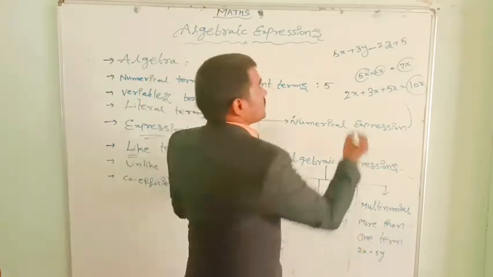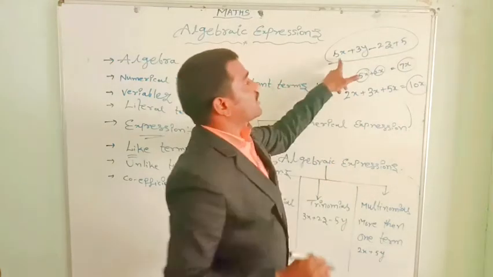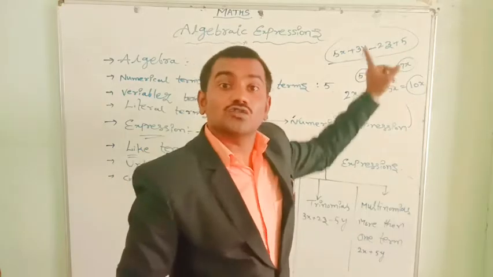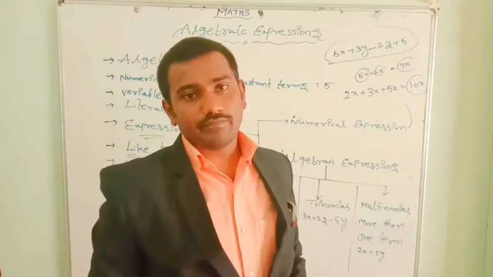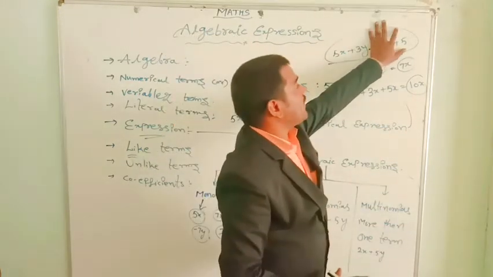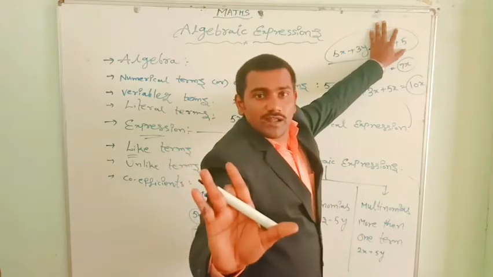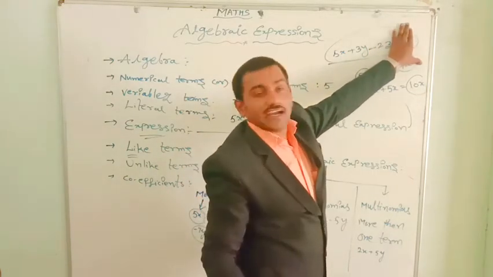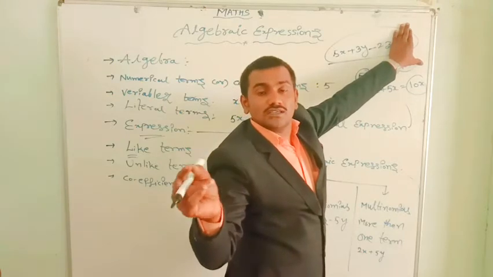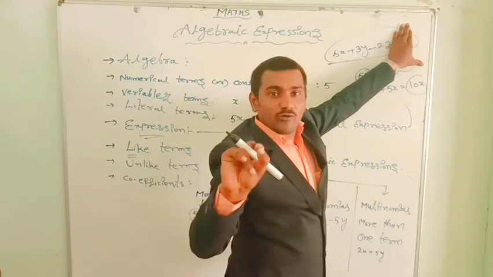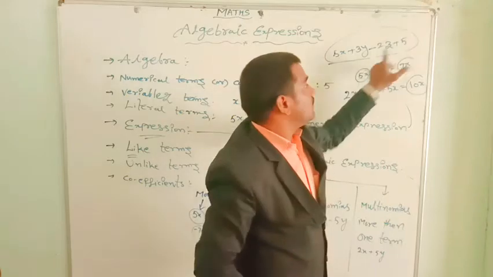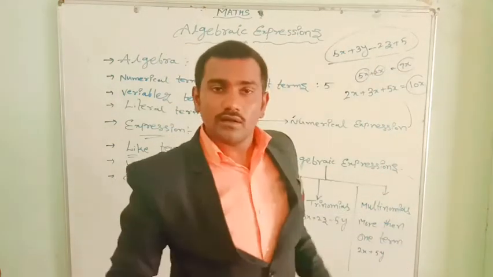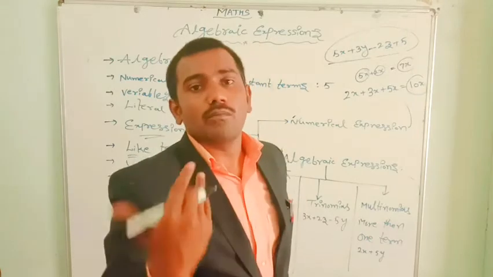Okay, read this one now: 5x plus 3y minus 2z plus 5. It is known as a multinomial. Suppose 5x plus 3y, is it known as a multinomial? It is known as a binomial. 5x plus 3y minus 2z is a trinomial. Now this one contains four terms, so it is a multinomial.